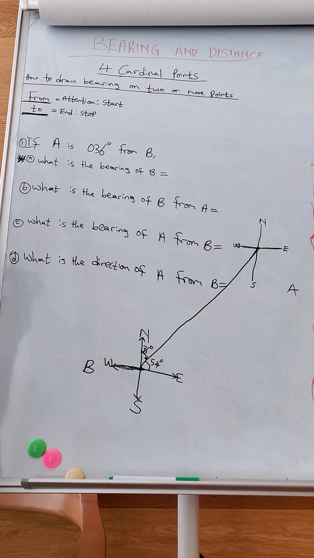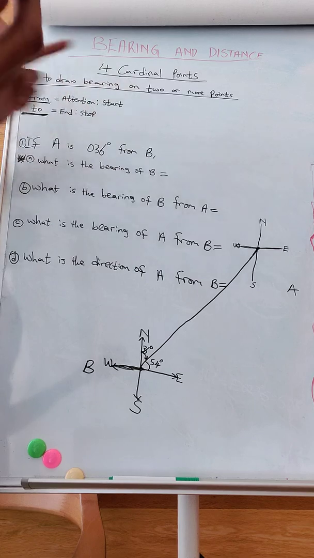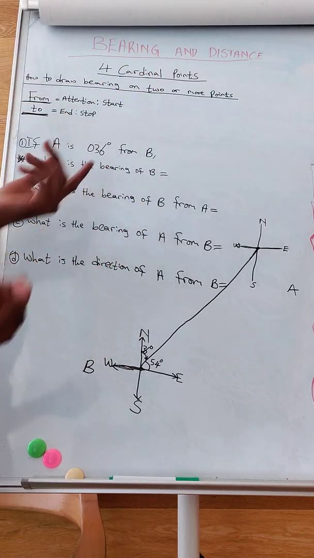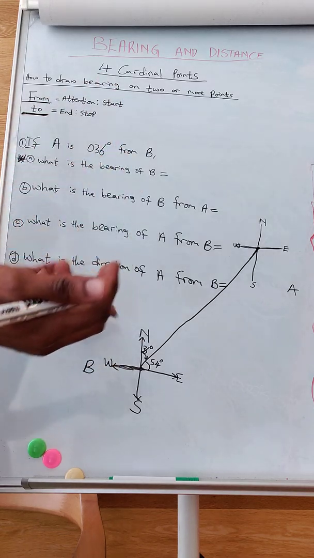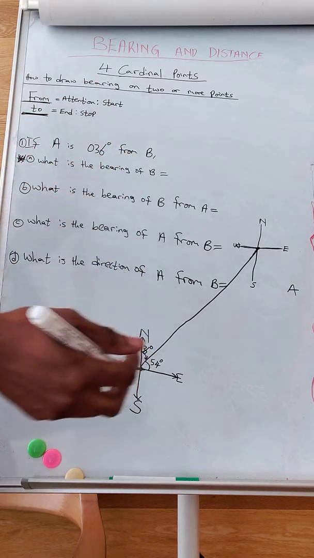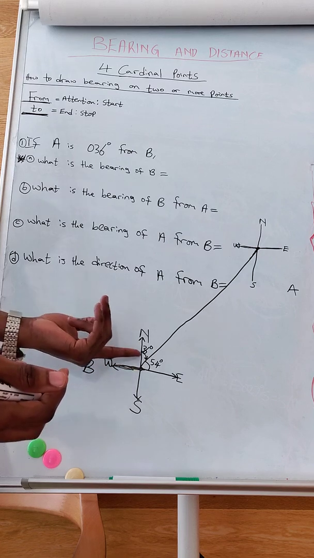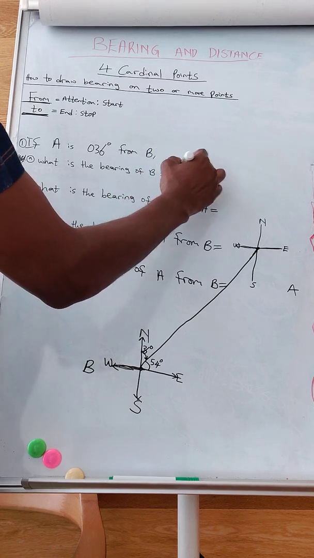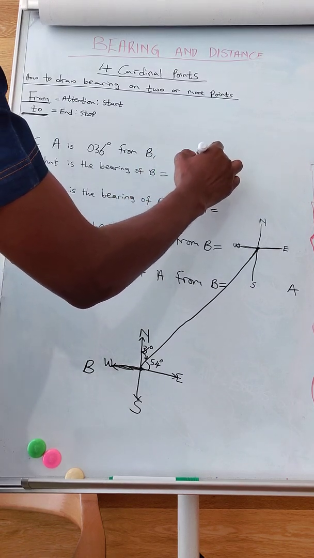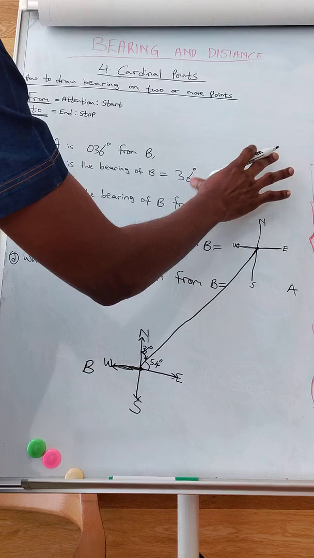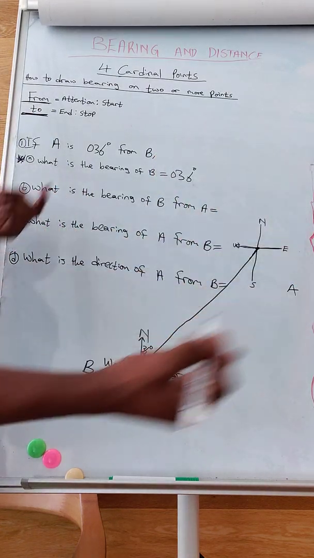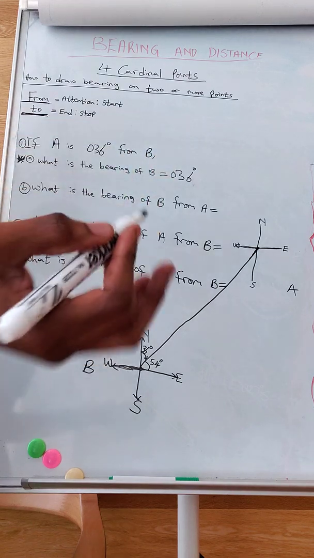Now, the first question is, what is the bearing of B? The bearing of B is 36. They did not say from any place. The bearing of B is 36 degrees. They just say, what is the bearing of B?